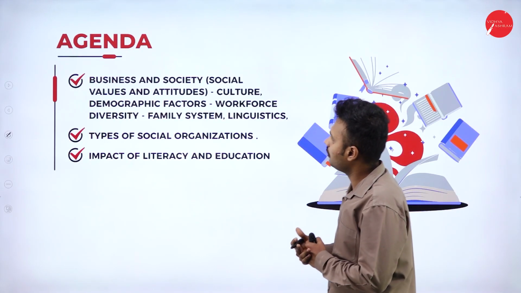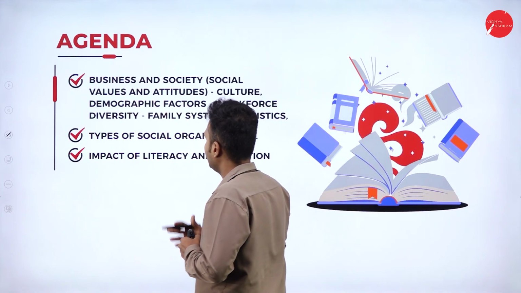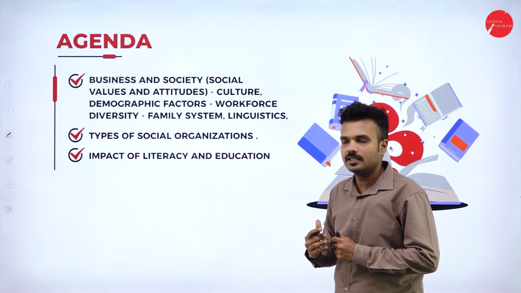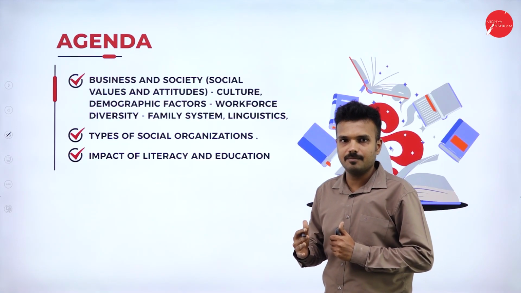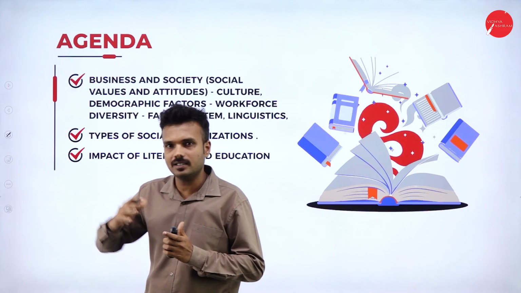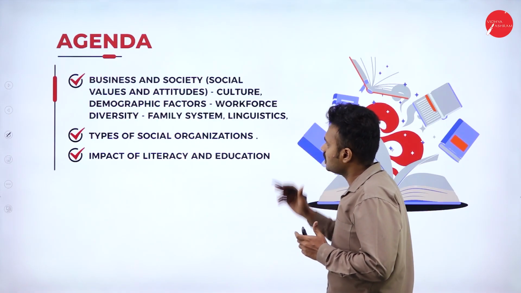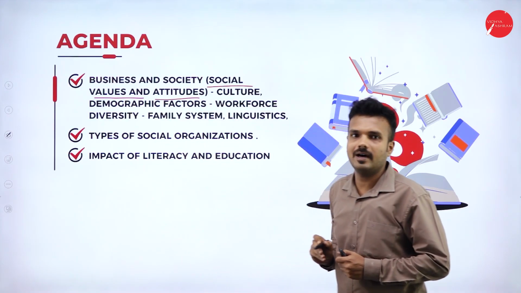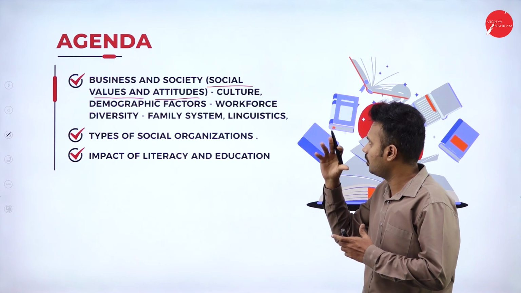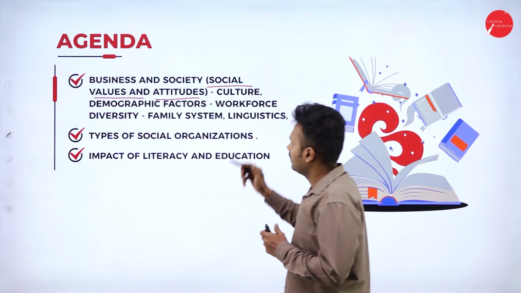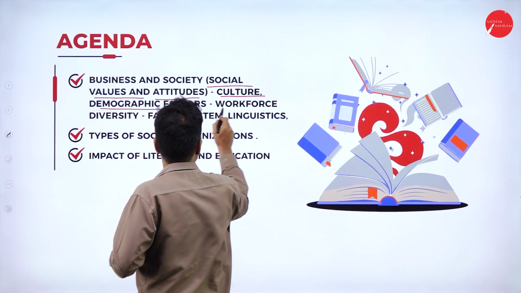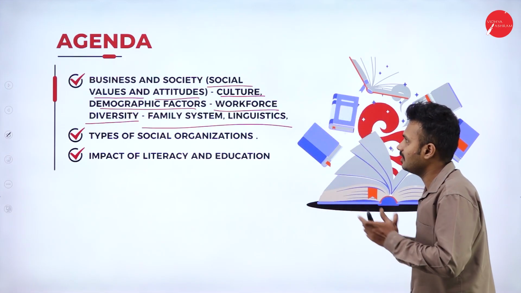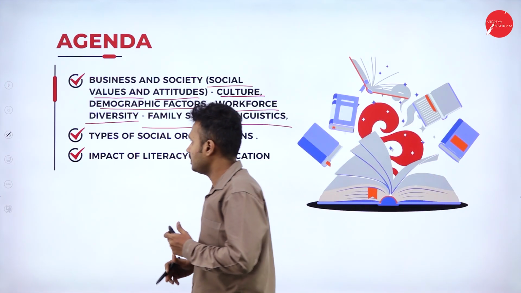Moving forward, this is the agenda of today's session. We are going with the topic called business and society. Here we get to know how exactly the society is going to affect the business, means how exactly the business gets affected by the external environment. Then social values and attitudes. How exactly the social system or the societal system is affecting the business: the culture, demographic factors, workforce diversity, family system and linguistics. These are the factors which impact the business environment.